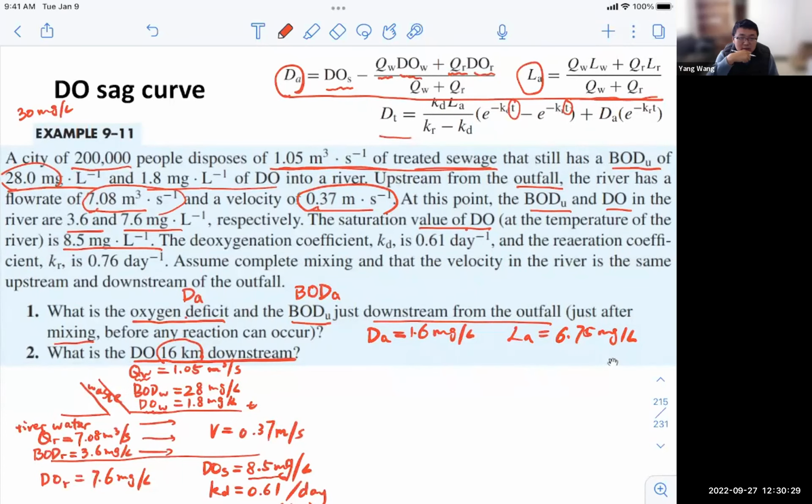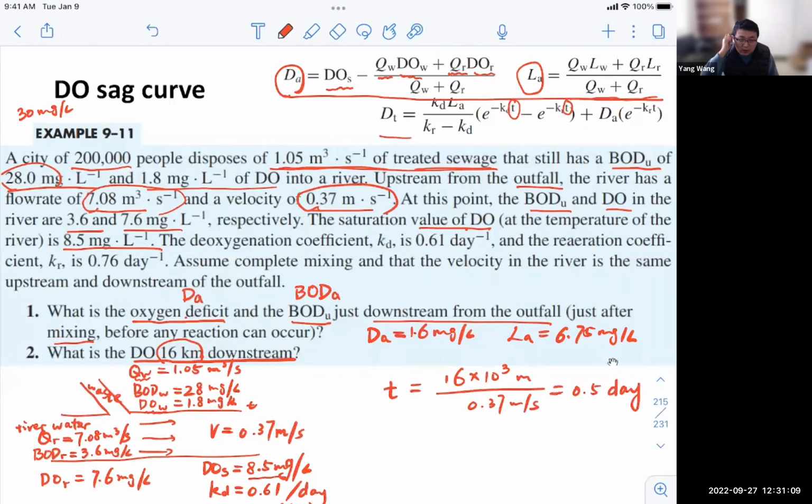So the river has a velocity. If you calculate the time needed for this river water to flow to this location 16 kilometer downstream, you can do 16 multiplied by 10 to the 3rd meters, and then divide that by 0.37 meter per second, and further convert it into days. You can see that this is exactly 0.5 days. So the river is going to take half a day to flow by this 16 kilometer.